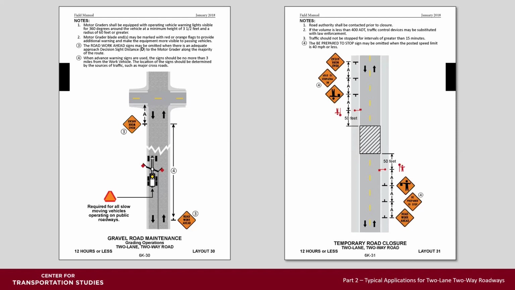Layout 30 is for gravel road maintenance and grading operations. Read all of these notes and conditions. The road work ahead signs may be omitted where there's adequate sight distance. And when used, it should not be more than 3 miles from the work vehicle. Always remember that the slow moving vehicle sign is required. Flags on the motor grader and beacons on the motor grader help with that visibility.